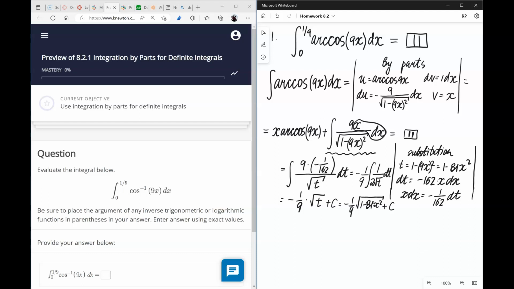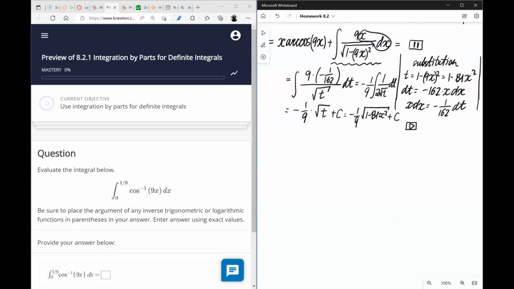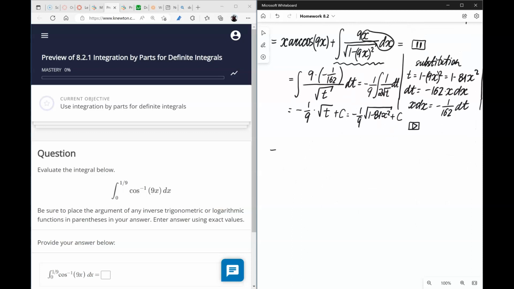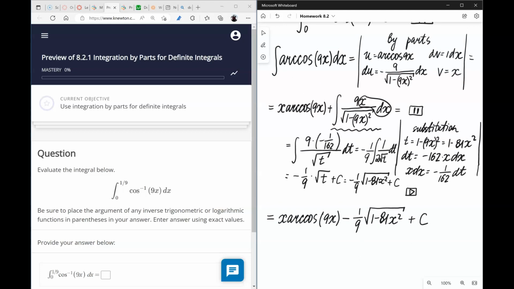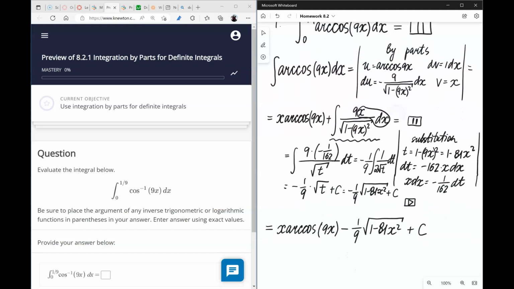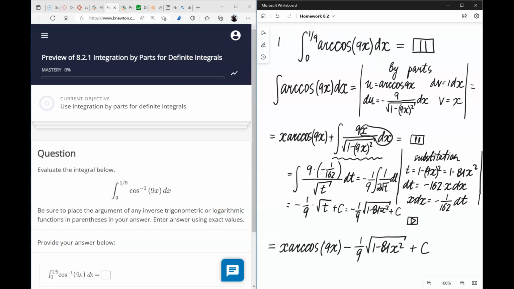So now it's time for us to hit the play button for that second pause that we did, and we're going to continue with our original solution. So we have x arc cosine of 9x minus 1/9 square root of 1 minus 81x squared plus c. So this is the answer to the indefinite integral. So we finished the indefinite integral problem. However, let's not forget that the original question was a definite integral. So now we're going to continue the main thread of the solution.